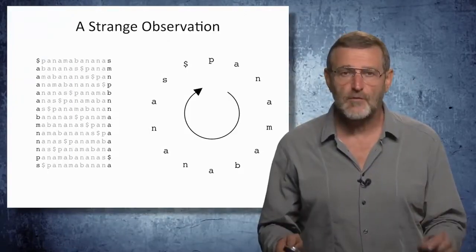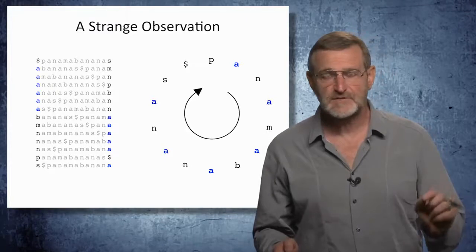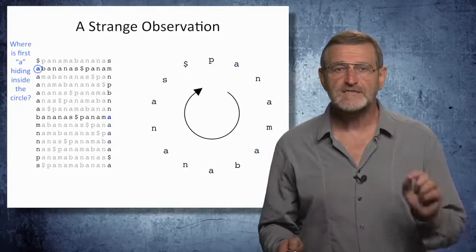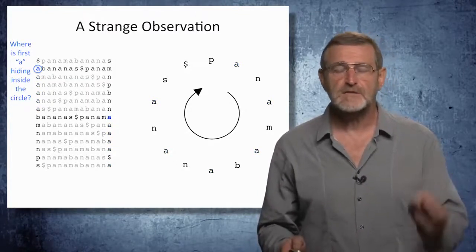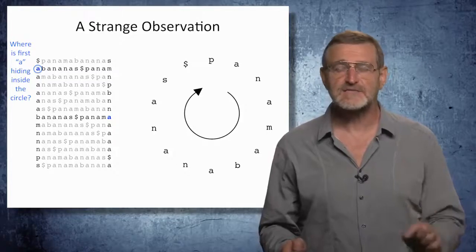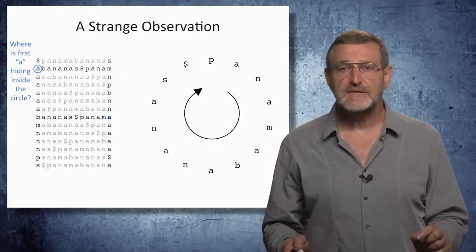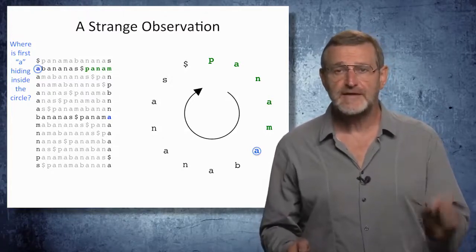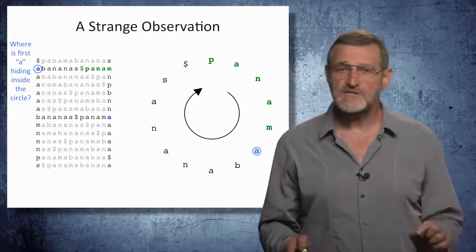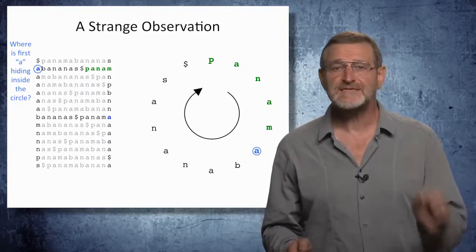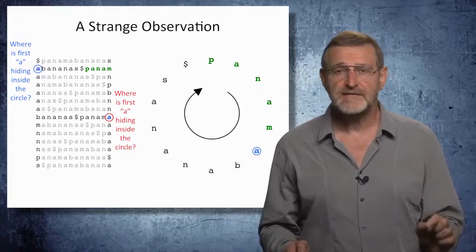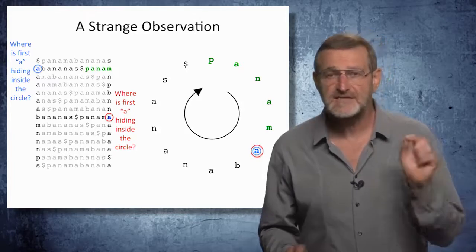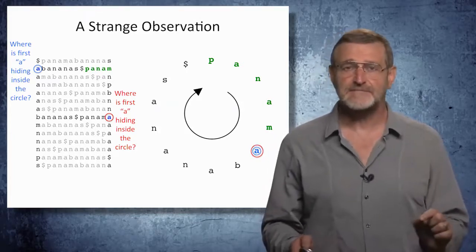Let's take a look at all occurrences of A in the first column and in the last column. And let's ask a question. Where is the first A in the first column hiding along the circle which represents Text? And you can see that it's hiding right after Pan, shown in green. The next question I want to ask: where is the first A in the last column hiding along the circle? Maybe it is just a coincidence, but strangely, it is hiding exactly in the same place.